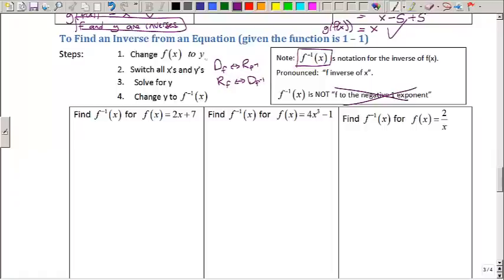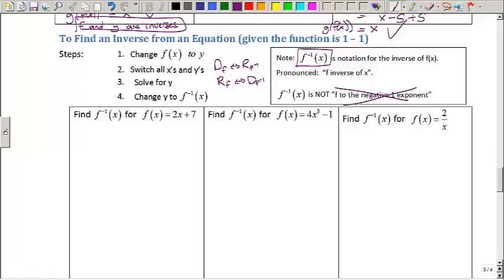I'm switching all x's and y's, which switches all the inputs and the outputs, which creates a new equation, and the equation is now an inverse. Next, I'd like you to solve for y to make the equation a little bit prettier and change the y back into f of x. We're the ones that put y into the problem, so at the end we have to take it out.